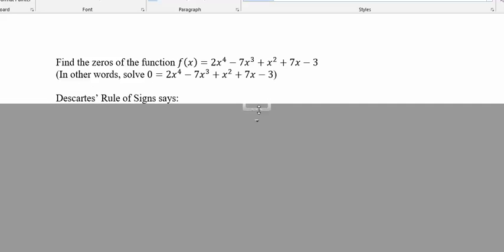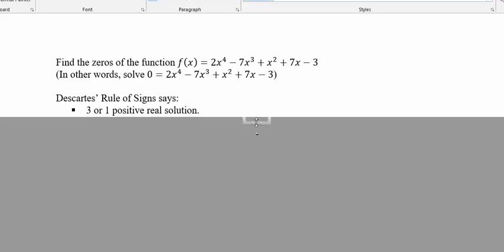Let's take a look and see what Descartes' rule of signs tells us. We first of all look at the sign changes in the original f of x. Here's a sign change from positive to negative. Here's a sign change back to positive. And here's a sign change back to negative. There are 3 sign changes. Therefore, there are 3 or 1 positive real solutions.